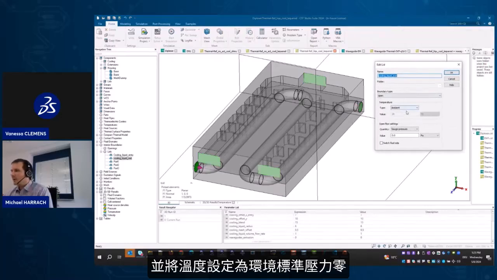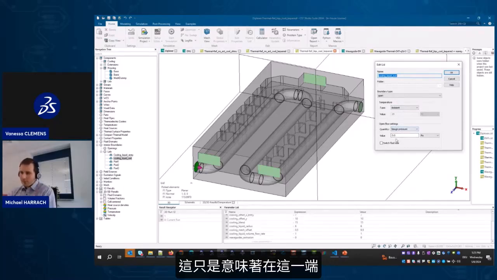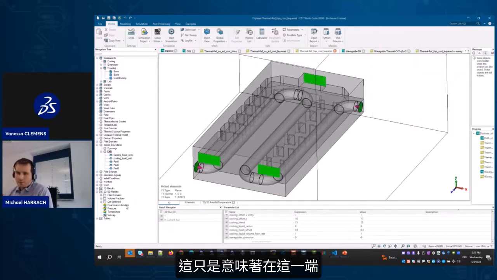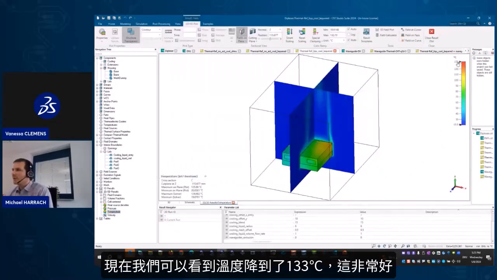The temperature is set to ambient, gauge pressure 0. So the temperature doesn't really play a role here. What plays a role is that I have set a gauge pressure of 0, which simply means on this end, just see what happens. And so we can see temperature is now down to 133 degrees. So this is very nice.